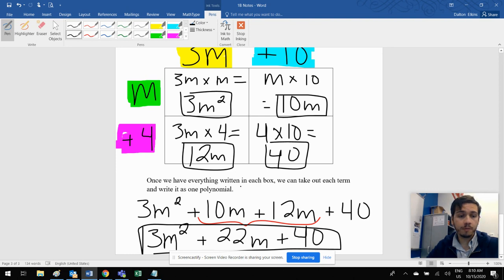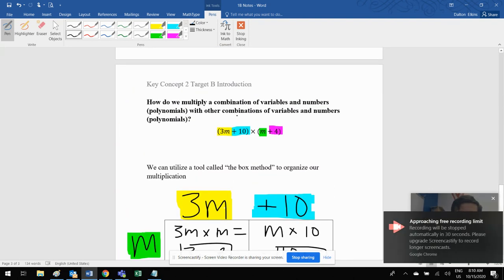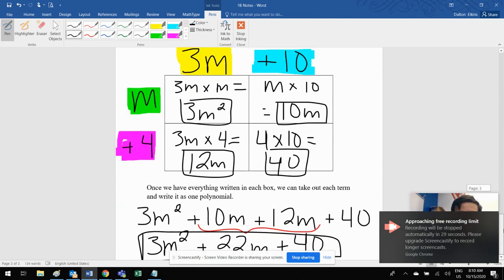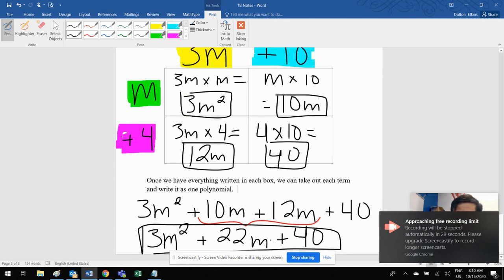And there is a polynomial. So if you were able to follow along with me, we were able to take polynomials and multiply them together, and we get this bigger polynomial, this trinomial down here. So from there, we successfully multiplied polynomials.